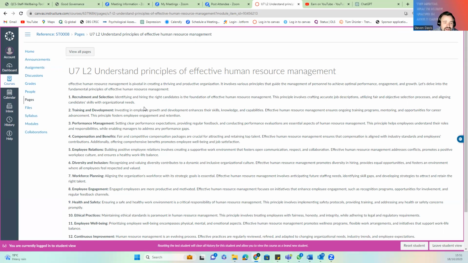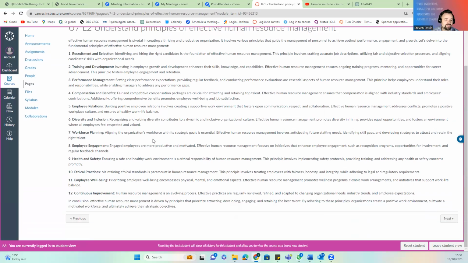You've got to look at employee relationships, so building that Tuckman's theory to normalizing. You've got to look at how you're managing your talent pool for diversity and inclusion, so showing that you are recruiting from a diverse talent pool. You've got your workforce planning, so making sure that on each shift you've got the right skills and expertise to manage the people that you're looking after. Look at your employee engagement. You've got your health and safety consideration. You've got your ethical principles to consider, your employee well-being. So I'm going to show you something there, and then your continuous quality improvement.